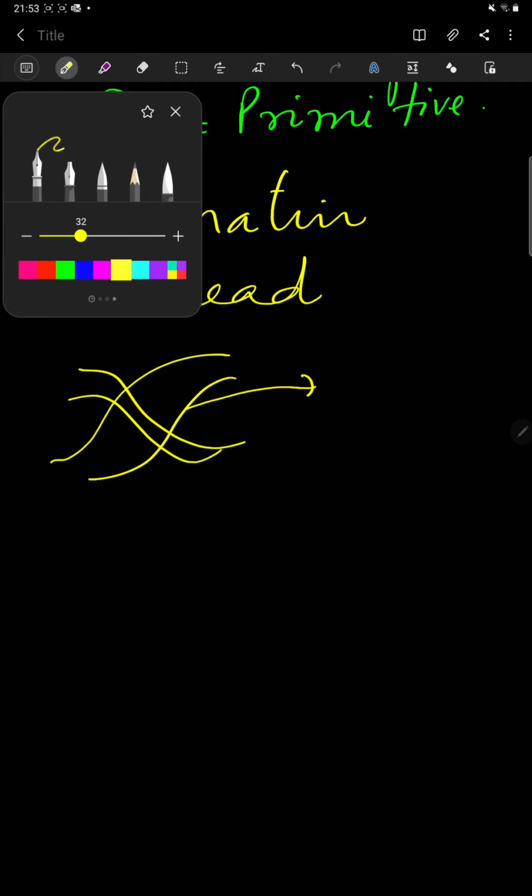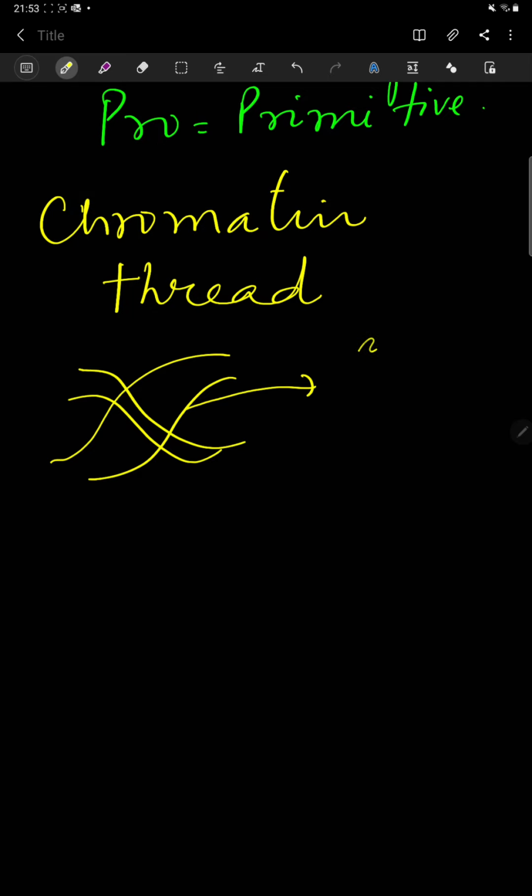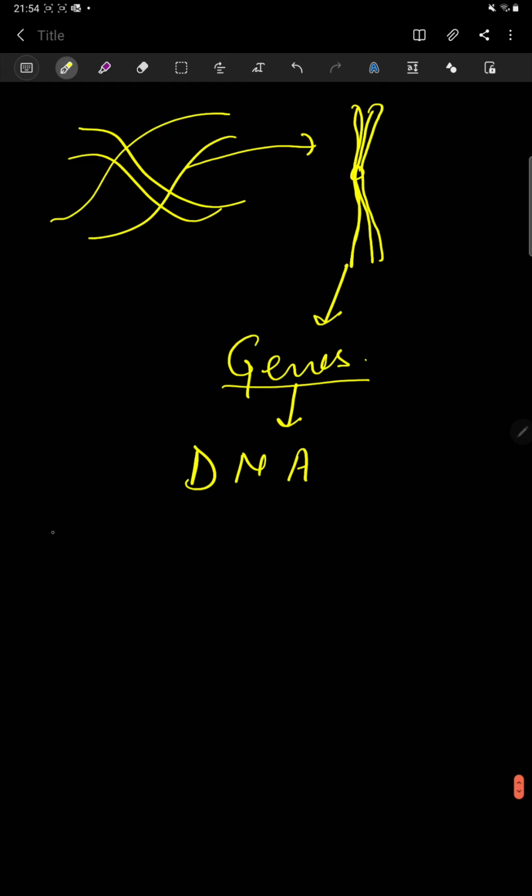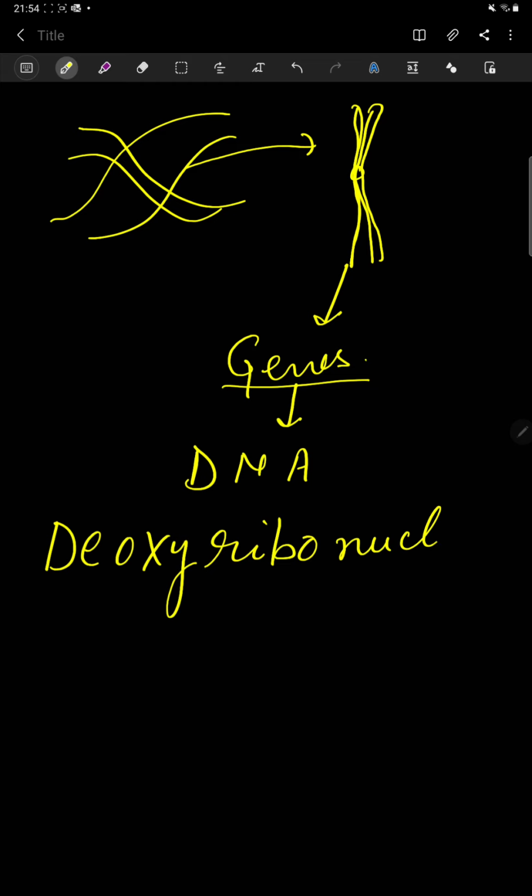I am not going to change the color, otherwise it will be confusing for you. A simple chromosome is made up of two thread-like structures like this one. Now the question arises, what is there on the chromosome? Genes are present. Genes, G-E-N-E-S. Genes are there on the chromosome, and these genes are made up of DNA, and the full form of the DNA is deoxyribonucleic acid.